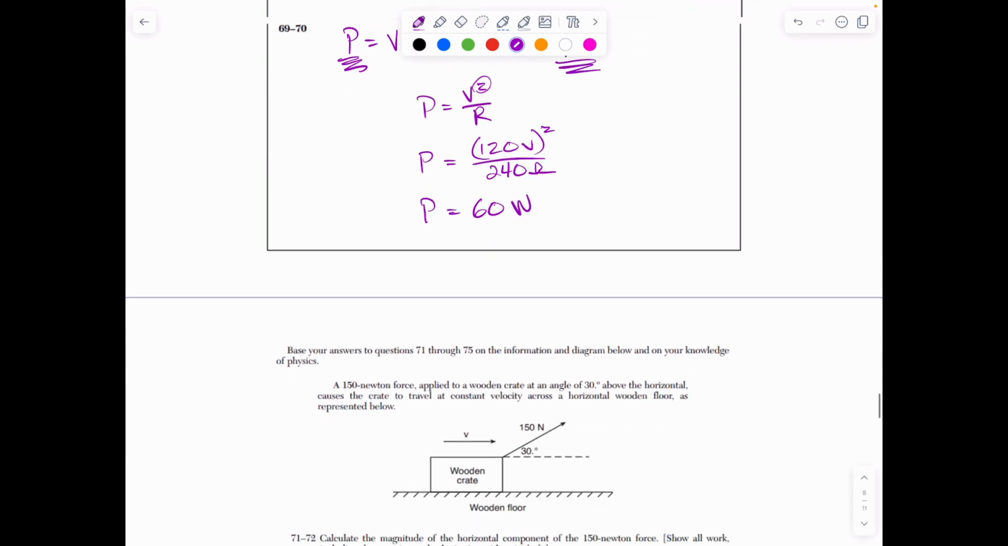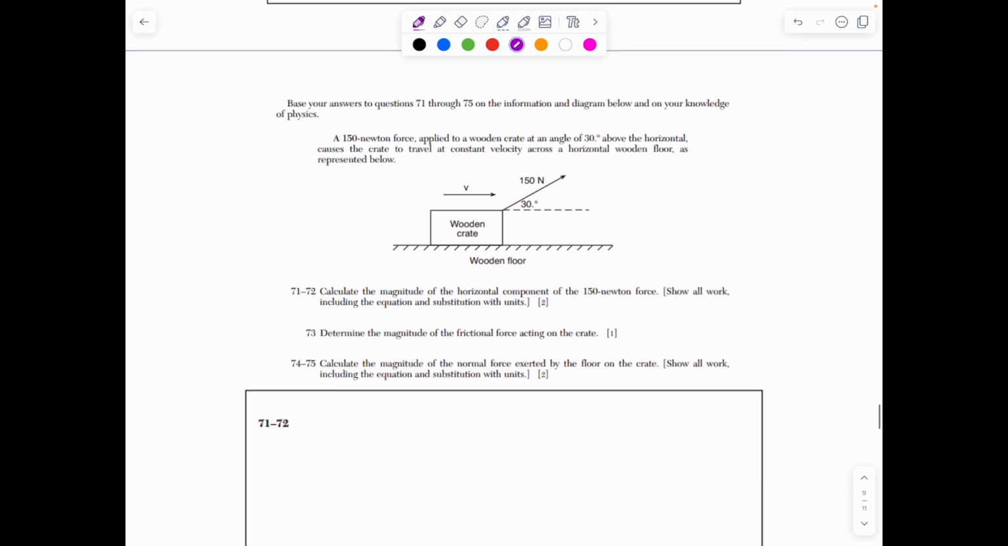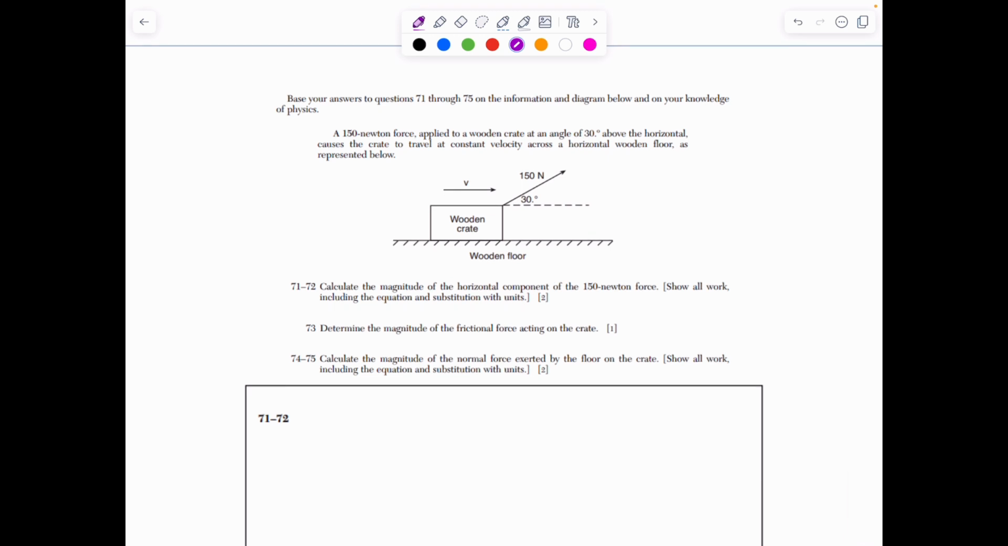Great, let's move on. 71 through 75. A 150 Newton force applied to a wooden crate at an angle of 30 degrees above the horizontal causes the crate to travel at a constant velocity across a horizontal wooden floor, as represented below. Calculate the magnitude of the horizontal component of the 150 Newton force. Show all work, including equation and substitution with units.